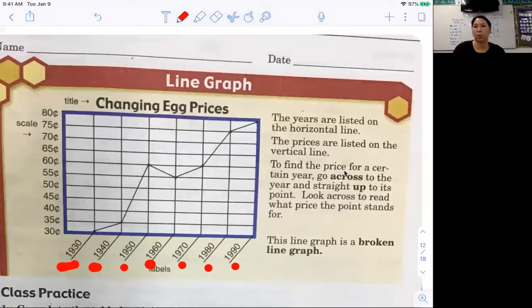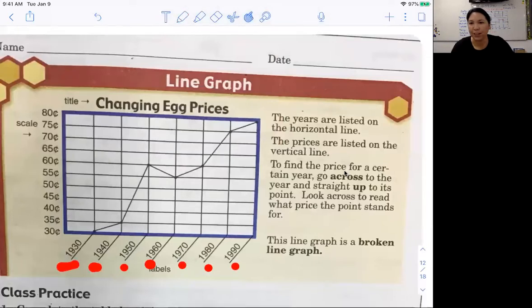So Mrs. Roach was born in 1976, so this is actually my time. I can look and see how much eggs were when I was born. Now who knows if this is accurate, because they haven't been very accurate with their graphs lately. These could be estimates. We'll have to check with someone who really knows their egg prices to see if this is accurate.